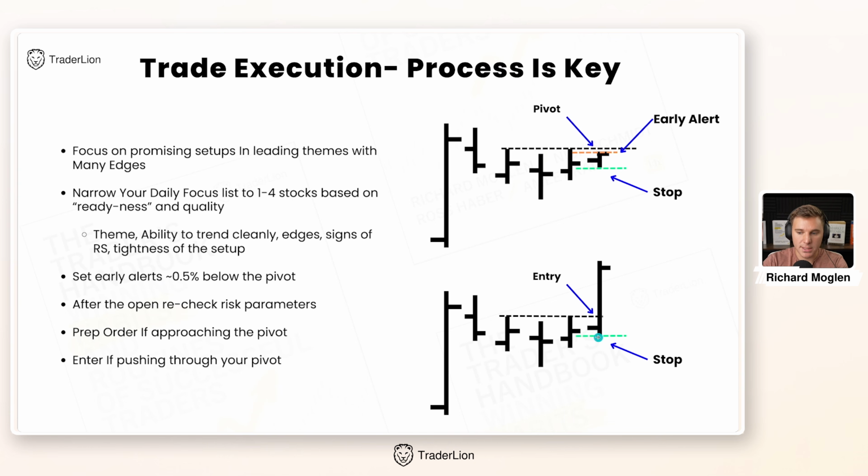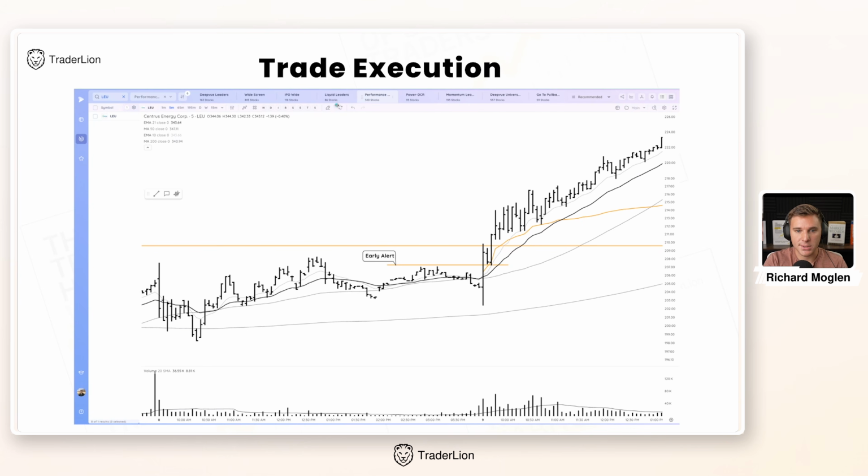My stop loss is 99% of the time the low of the breakout day. And that's how you do it. So again, after the open, recheck versus parameters just to see whether the stop loss is going to be tight enough versus the low of the day. I prep the order in with my broker. You can do that and set it up. So you just have to press buy when it actually triggers and enter if it's pushing through the pivot. And there are no real ifs, ands, or buts. You just enter if it pushes through your pivot and meets all your criteria. So that's the overall trade execution process.